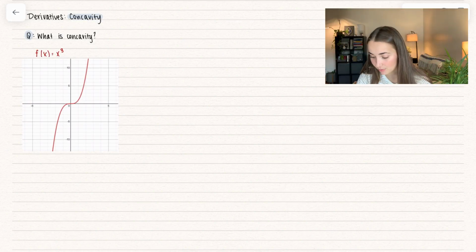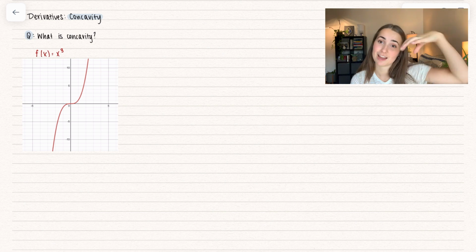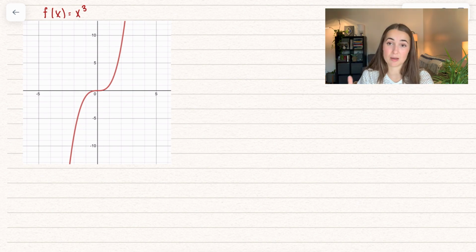So I have a beautiful function right here, f of x equals x cubed, and really concavity is the curvature of the function. And there's only two options for concavity. There is concave up like a cup, concave down like a frown. So let's go ahead and look at the concavity of this function. You can think of it literally as up and down.